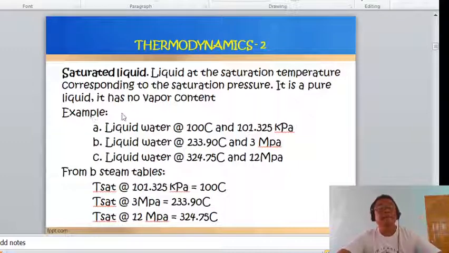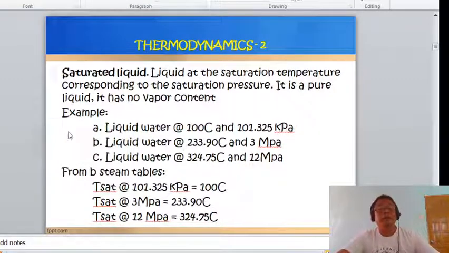Okay? So, take note class, you look at table 1 of the steam table. Okay? So, you will see this value there. So, for letter C, liquid water at 324.75 and 12 megapascal. Okay? So, again, from steam table, T saturation at 101.325 is 100. T saturation at 3 megapascal is 233.9. And T saturation at 12 megapascal is 324.75.